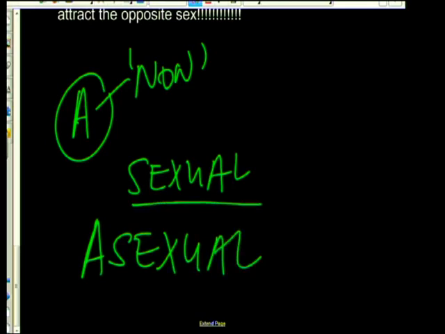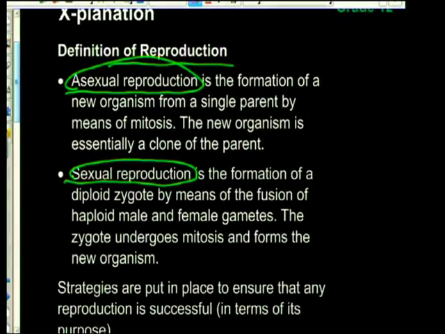sexual reproduction refers to reproduction where gametes are exchanged. And asexual reproduction would be that type of reproduction where gametes are not exchanged. So going back to that, we're talking of a formation of a new organism from a single parent. There's no need for exchange of gametes, so you don't need two parents. By means of mitosis, cell division, which you learned about in grade 10, ordinary cell division.